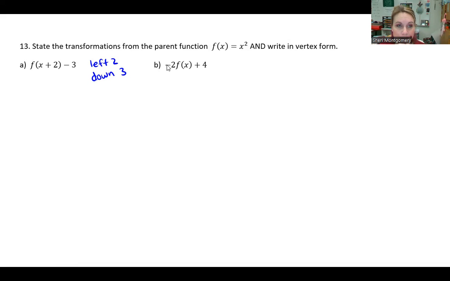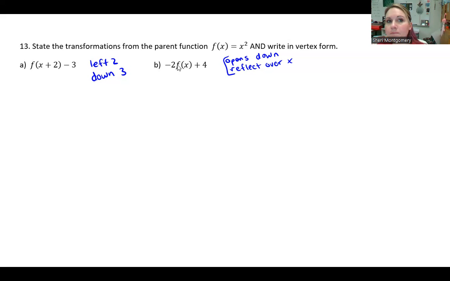Let's do the same thing for part B. What does the negative tell me? Facing down, so it opens down. Or you could also say reflect over X. Either one of those mean the same thing. Don't just say down. If you say down, I'm thinking that you're moving your graph down. You have to make sure that you're more specific. Tell me that it opens down.